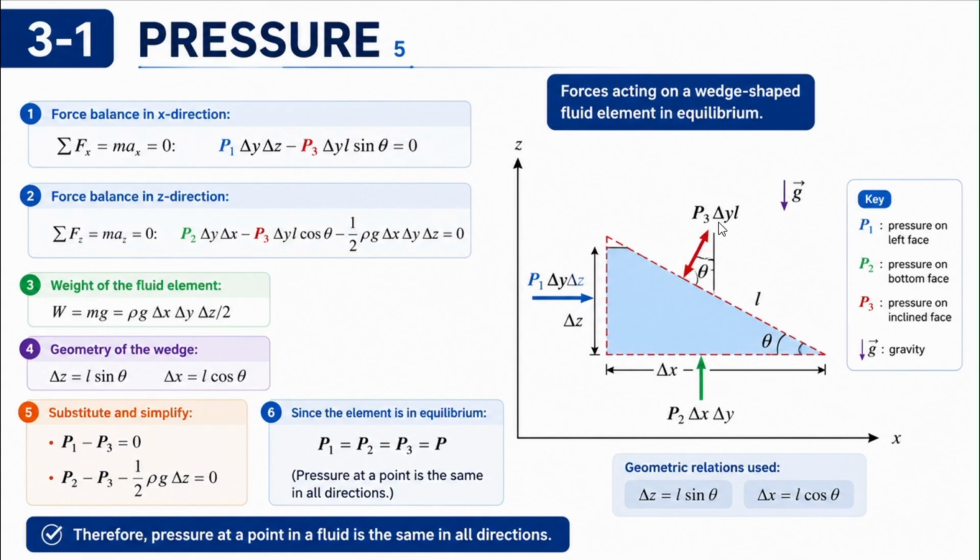Now the force corresponding to P3 can be split into two components, one vertically downwards and one along the negative x-axis. The component along the negative x-axis is resolved into P3 times delta y times L times sine theta. With that, you can balance the equation along the x-axis. Similarly, for the z-axis, you can obtain it this way.